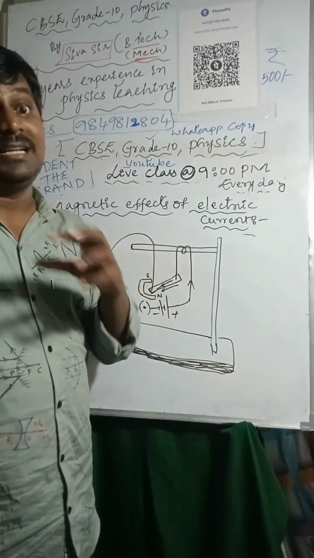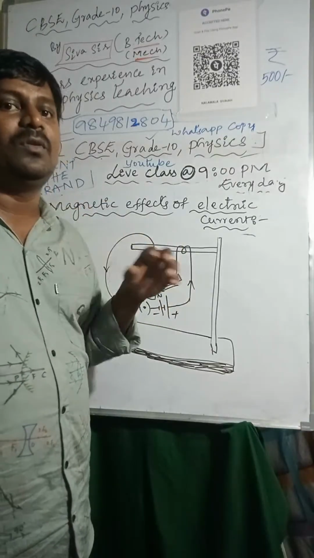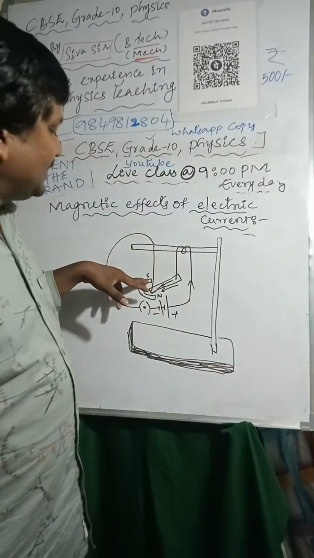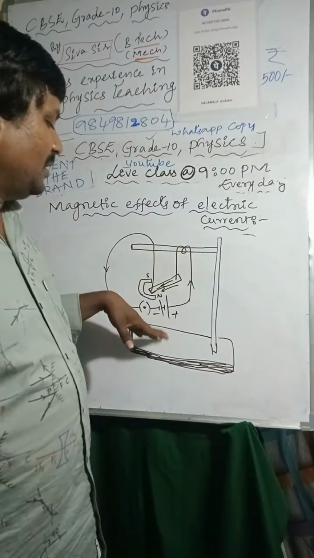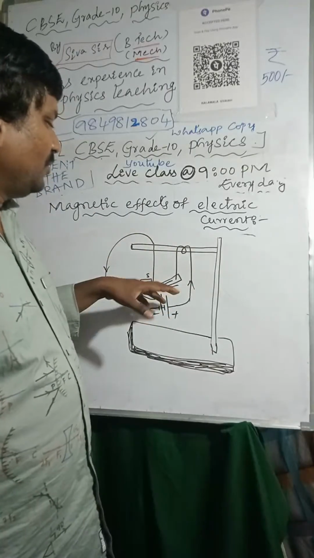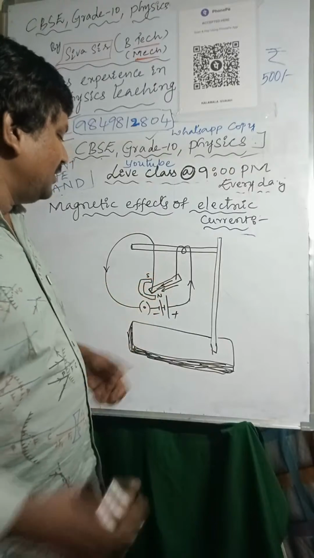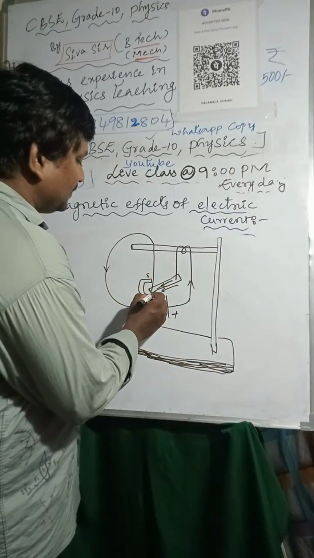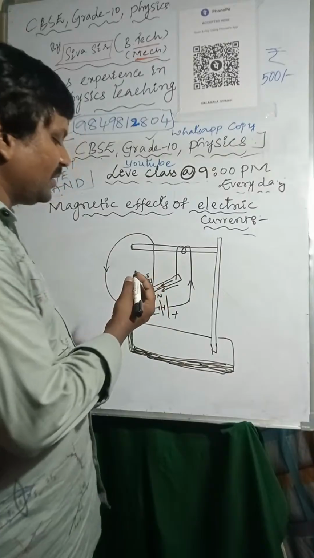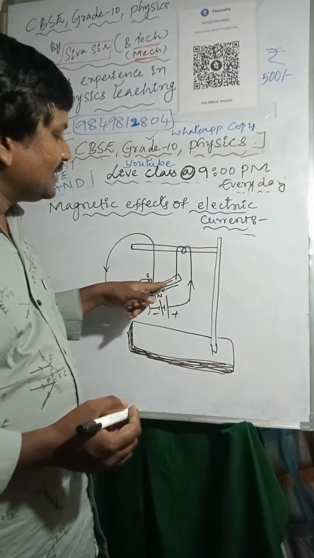Okay, the conductor here, which one will move? The conductor will move, not this setup, not this entire battery switch. It won't move. And this is the external magnetic field. This is the horseshoe magnet. Here is north and here is south. And this conductor will move.